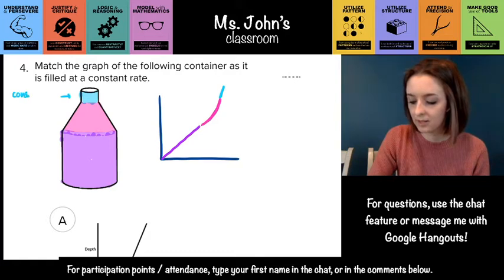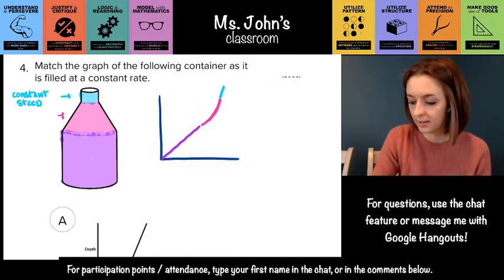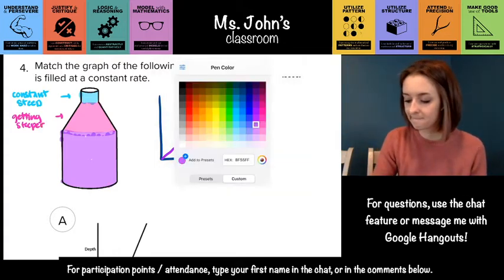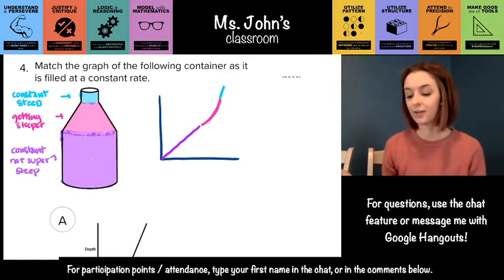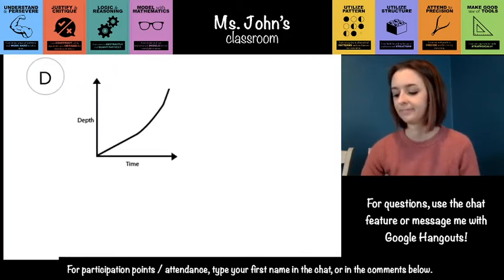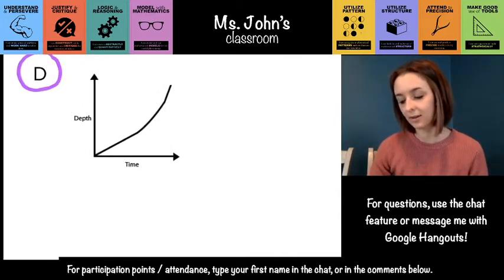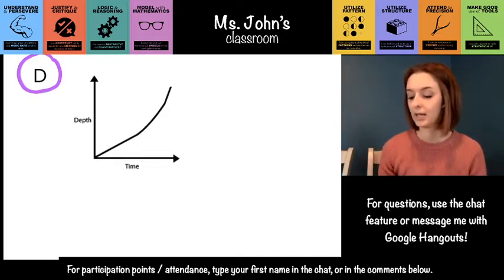So this is constant and steep. This part is getting steeper. And this is constant and not super steep. I don't know if this is helping you. Anyway, the graph that matches that is this one. It's my last answer. So see, sometimes you can't see the curve very easily, but that's the one that matches the closest to what we drew. So we're going with it.